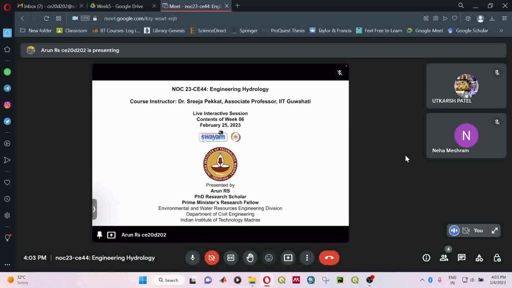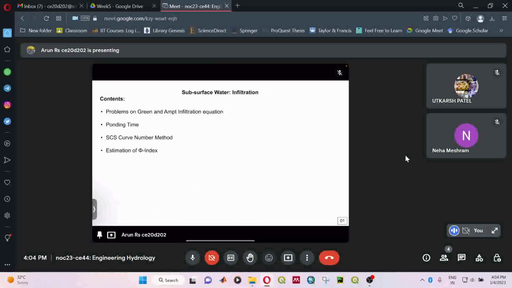Okay, we'll start today's session. Last week, the lectures were on the topics of bonding time, and we had some problems related to the Green-Ampt infiltration. Then we moved from the subsurface flow to the surface flows. The SCS curve number method and different types of surface flow phenomena were covered, like saturation excess overland flow and infiltration excess overland flow. So today we'll be solving some problems related to last week's content.